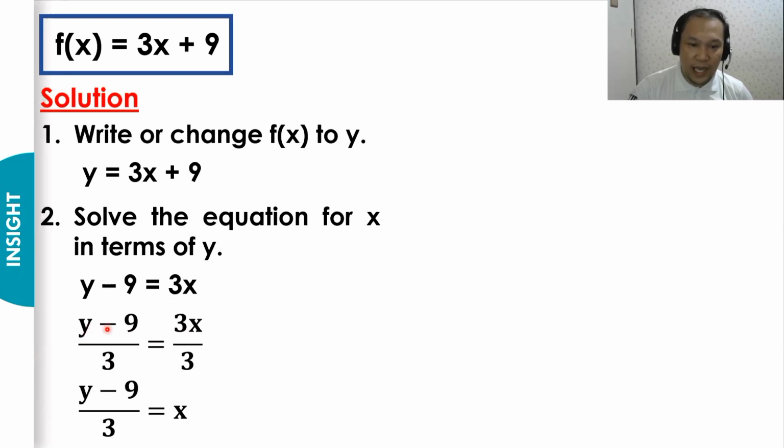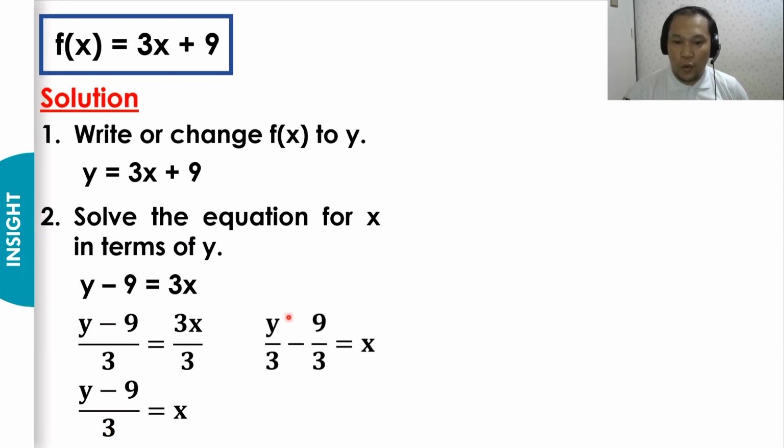And then, we just copy y minus 9 all over 3. But remember, class, 9 can be divided by 3. Thus, we can have y all over 3 minus 9 all over 3 is equal to x. And then 9 divided by 3 is equal to 3. And y over 3 can be written as 1/3 y. Okay, therefore we do have 1/3 y minus 3 is equal to x.